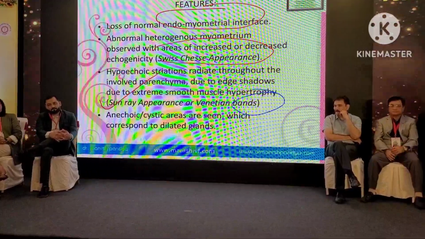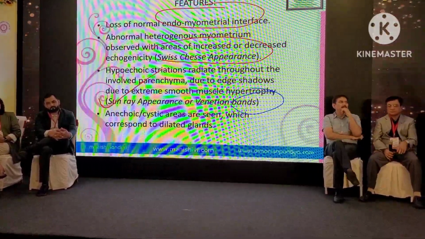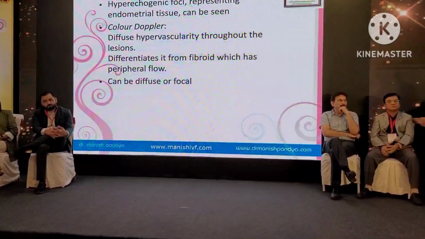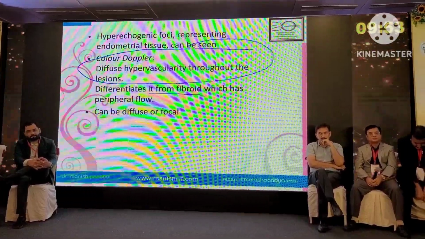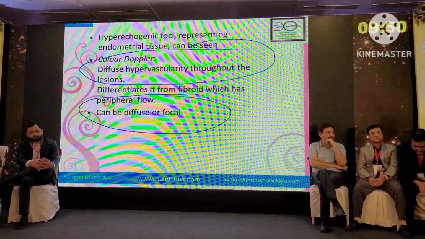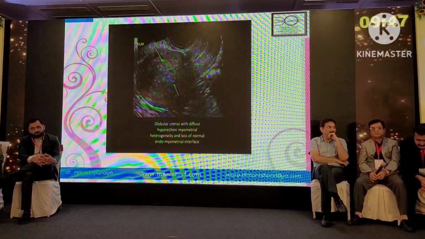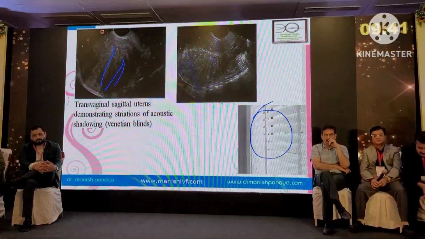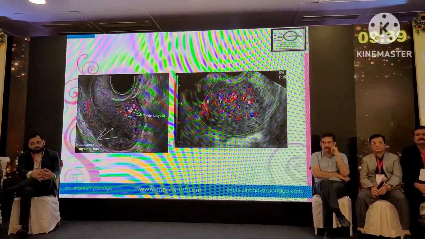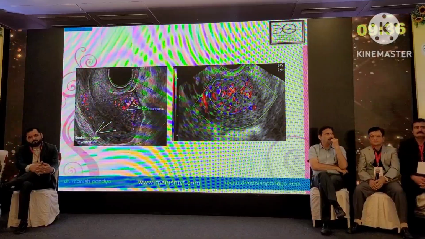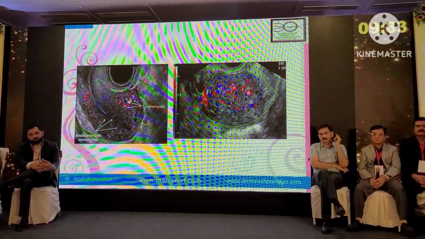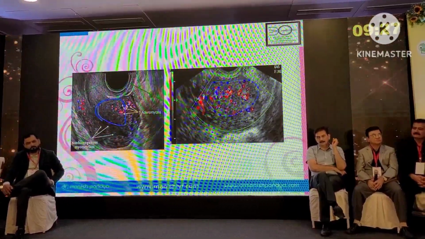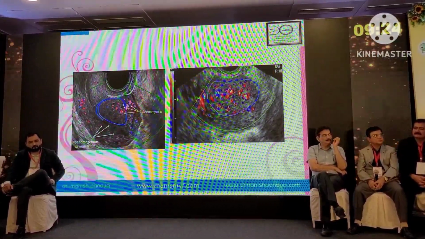These are all the features: loss of normal endometrium, hypertrophy, Swiss cheese appearance, sometimes sunray appearance, anechoic cystic areas, hypertrophic foci. Color Doppler, if you push, shows diffuse hypervascularity, which can be diffuse or focal. So here also color will help you. This is global enlargement. You can have acoustic venetian bands in adenomyosis that are absent in fibroid. And here you can see vascularity which is central. In fibroid there is peripheral vascularity. If you see central vascularity, then it is the most differentiating feature between endometriosis interna or adenomyosis and fibroid.